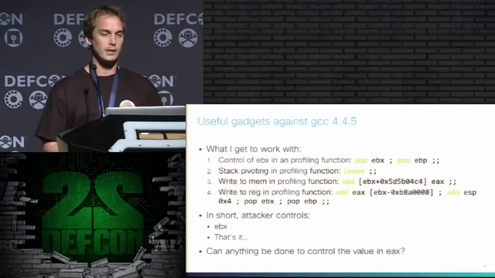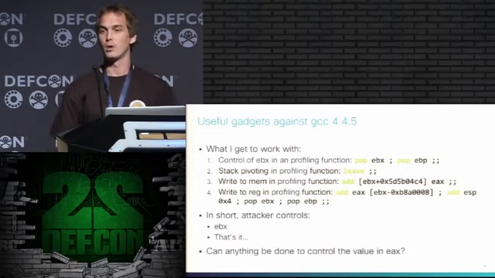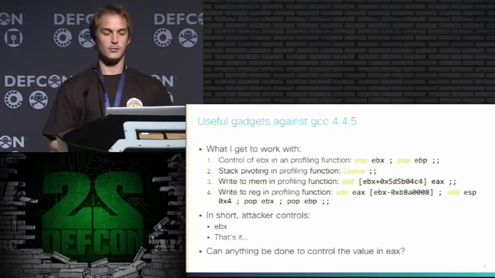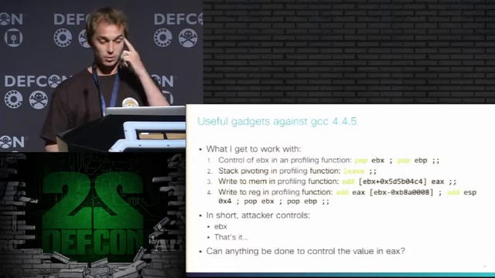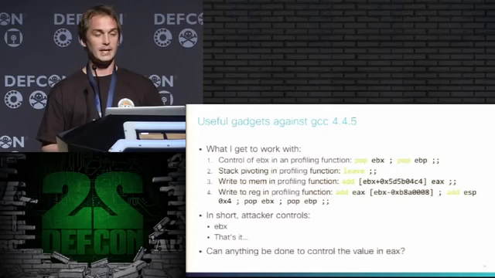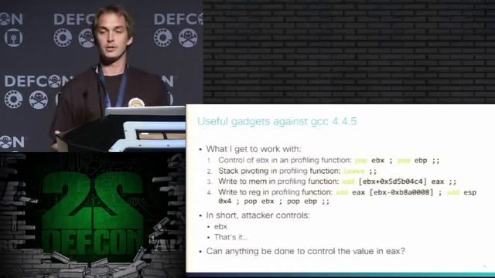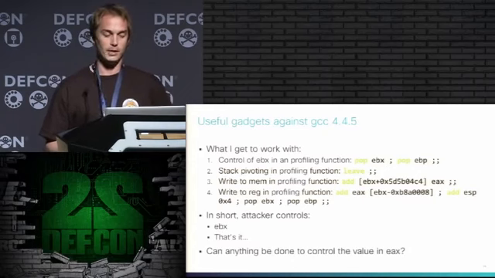The first one allows me to control EBX, so put a random value into there and control that. The other one, leave, allows me to pivot the stack when I've achieved control and I want to execute my shellcode in the end. And then the two others, which are the meat of the talk, is that there is a write to memory. If through control of EBX, I can write the value which is in EAX to EBX, meaning that the value in the register, I can dump it somewhere in memory.